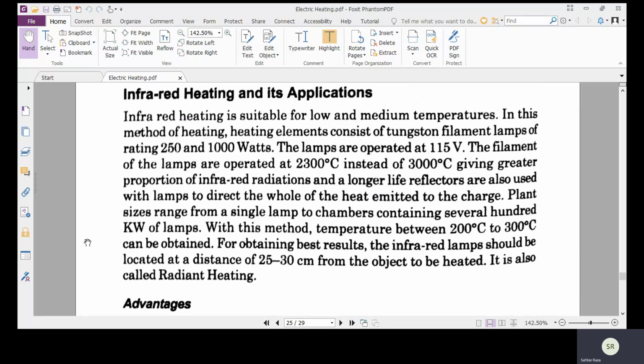Infrared heating is suitable for low and medium temperatures. In this method of heating, the heating element consists of tungsten filament lamps rated between 250 and 1000 watts. The lamps are operated at 115 volts. The filament of the lamp is operated at 2300 degrees Celsius instead of 3000 degrees Celsius, giving a greater proportion of infrared radiation and a longer life. Reflectors are also used with the lamp to direct the whole of the heat emitted to the charge. This phenomenon is also used by therapists to supply heat to the frozen muscles of the human body.